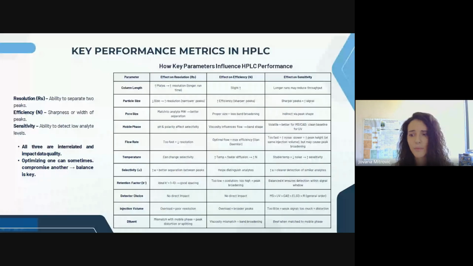In method development, when you optimize one of these metrics, you often affect the others. So for instance, increasing resolution by lengthening the column may decrease sensitivity or increase runtime. So always think holistically. Your goal is a method that gives sufficient resolution, adequate sensitivity, and good peak shape without sacrificing speed or reproducibility.